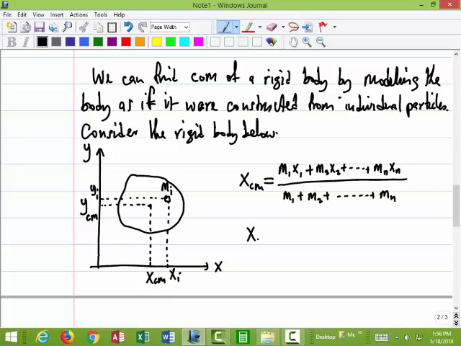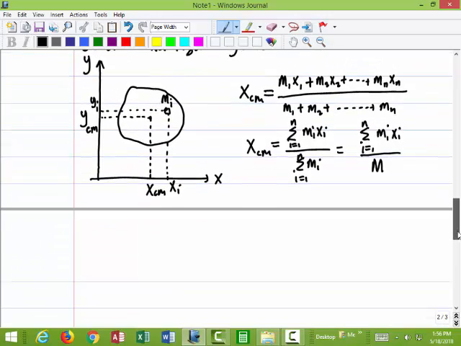This can be written for the x component of the center of mass as the sum from i going from 1 to n, m_i x_i, divided by the sum of all the elements m_i from 1 to n, and this gives us again the sum as i goes from 1 to n, m_i x_i divided by the total mass of the rigid body.